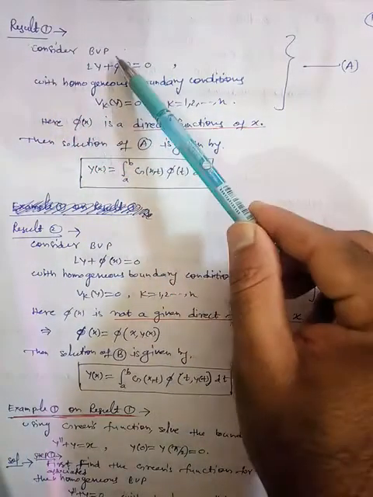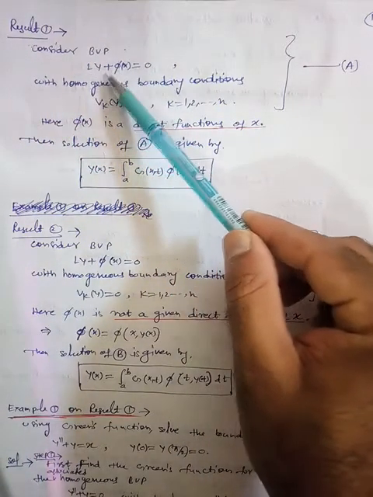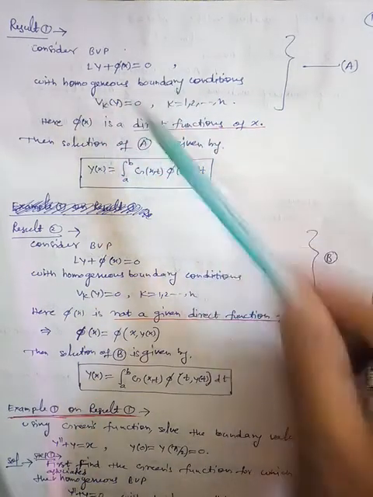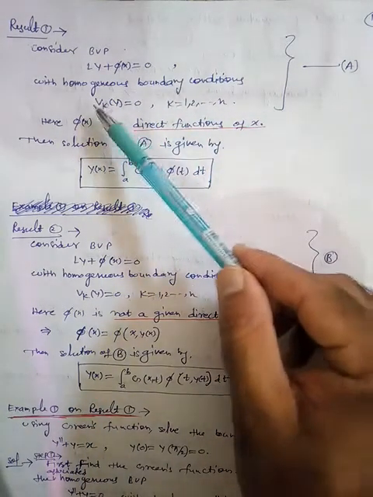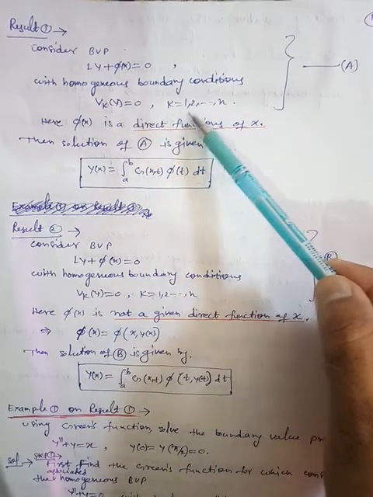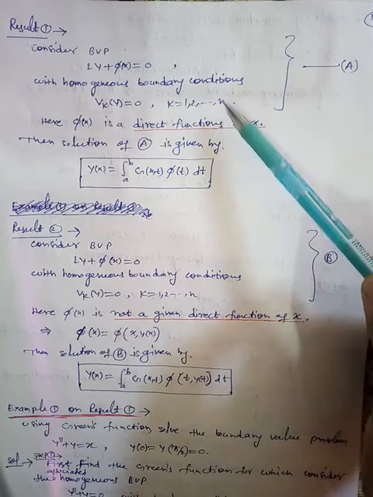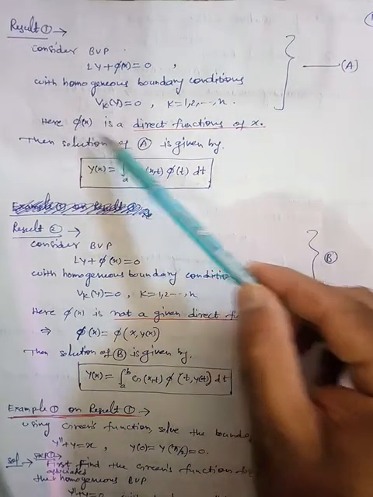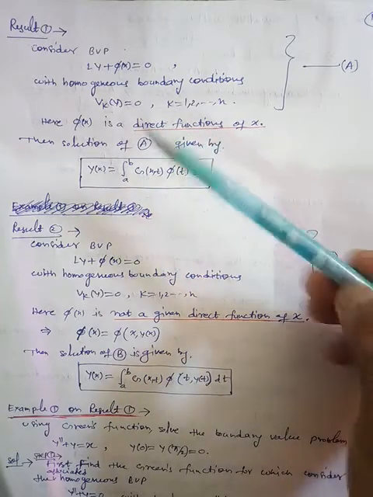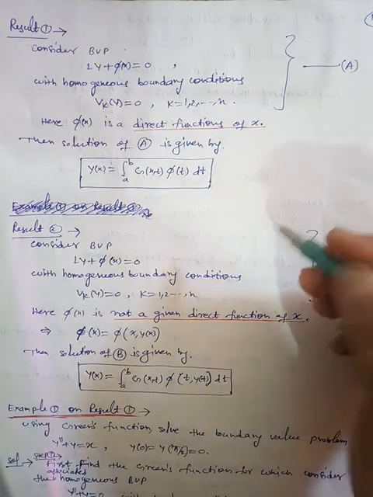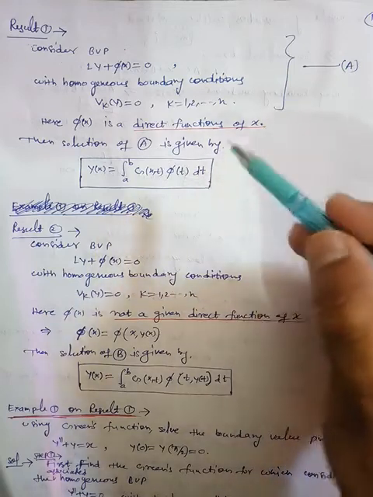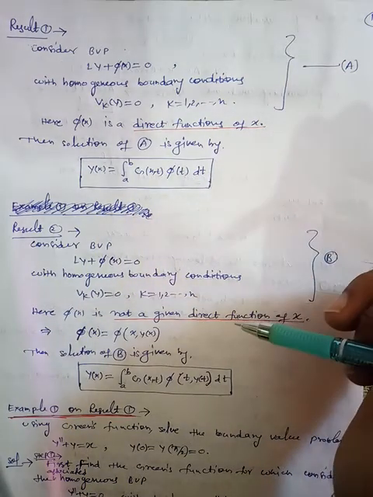Suppose we have the boundary value problem Ly plus phi x is equal to 0 with homogeneous boundary conditions Vky is equal to 0, where k is 1 to n. Here phi x is a direct function. Direct function means, suppose phi x is equal to, say, x raised to the power 2. So this is a direct function.